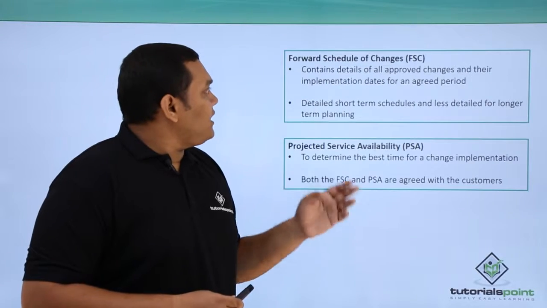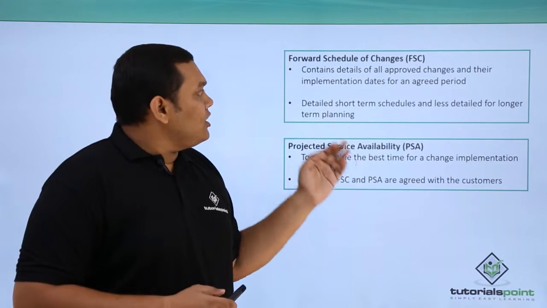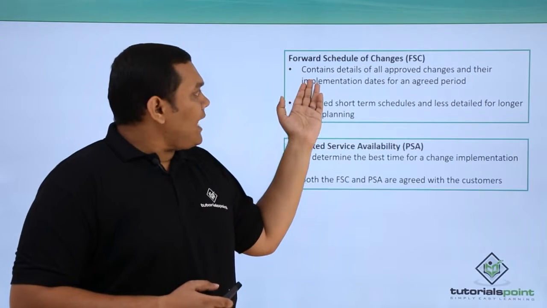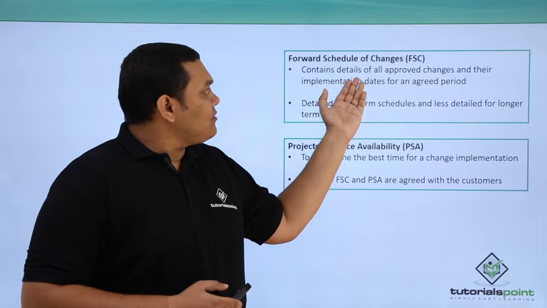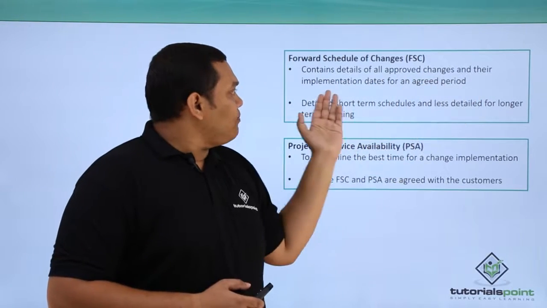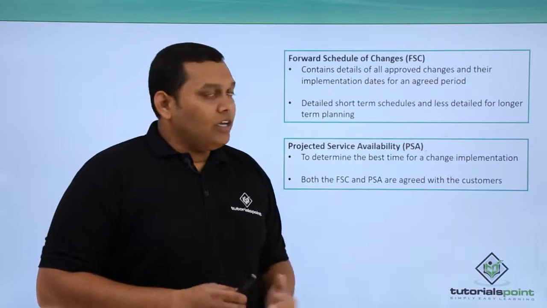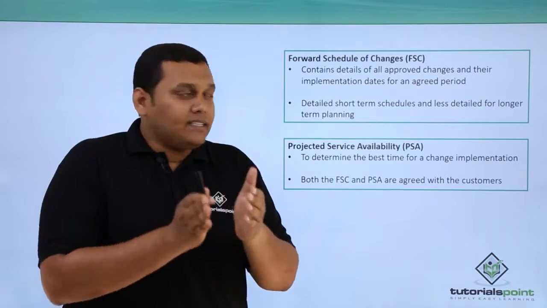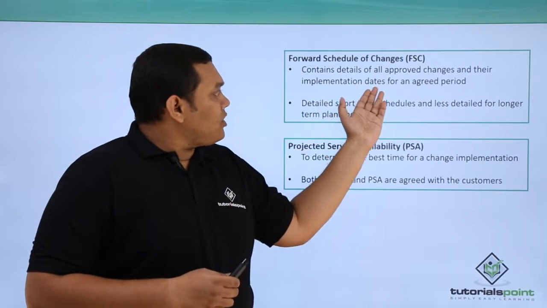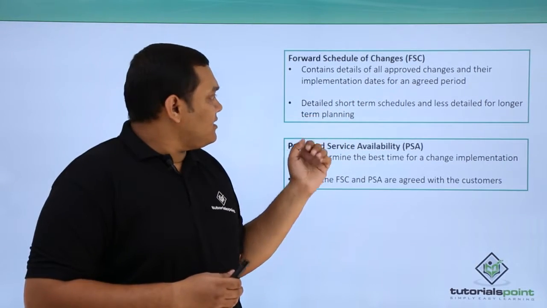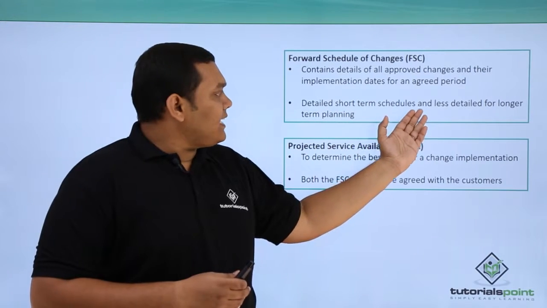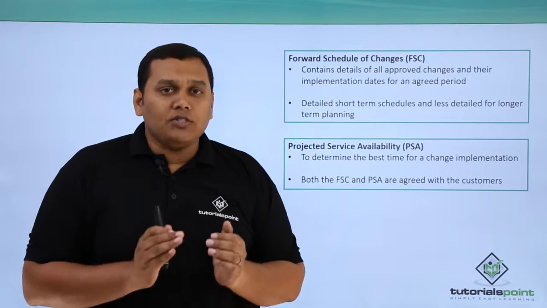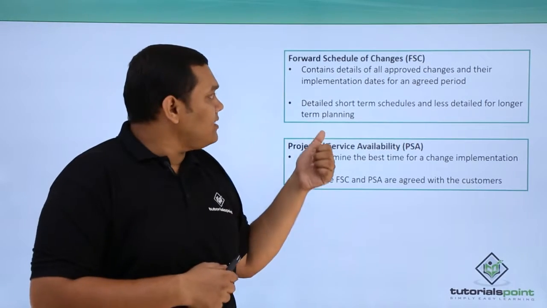So, coming to the next point, FSCs and PSAs. What is FSC? FSC is a forward schedule of changes. So, what actually does this mean? It contains details of all approved changes and their implementation dates for an agreed period. So, it contains the details of all approved changes for an agreed time and the implementation dates are also maintained in this FSC. A detailed short term schedule and less detail for longer term planning. That means a detailed short term schedule as well as long term plans are also maintained in this FSC.